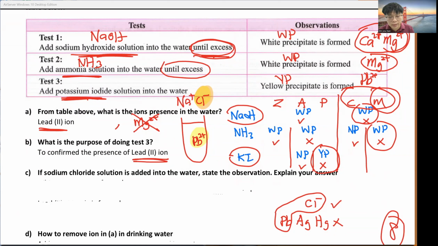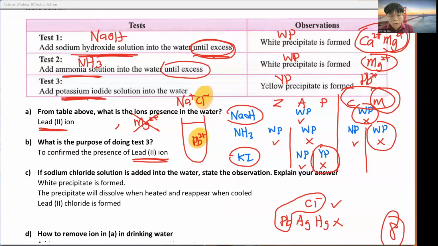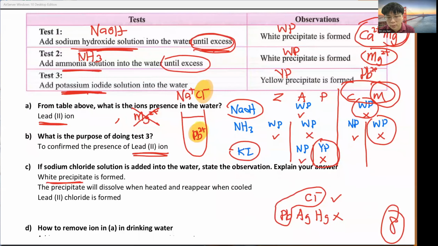Wait first. Why so laggy? You hold on. Yeah, the screen is a bit slow. So Pb and Cl is insoluble. Then PbCl2, as I told you before, like PbI2, the special thing is when you heat, it dissolves. Then when it's cold, it reappears because it cannot dissolve in cold water.